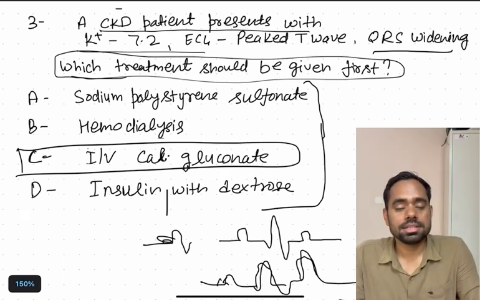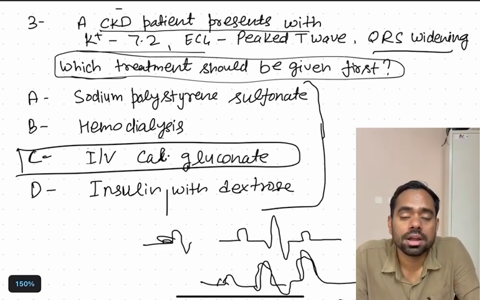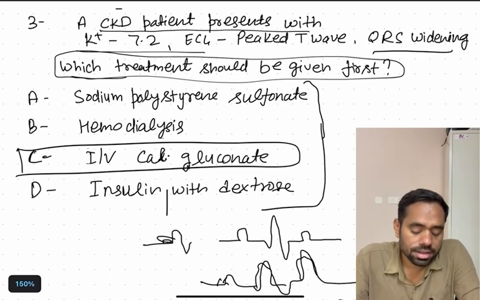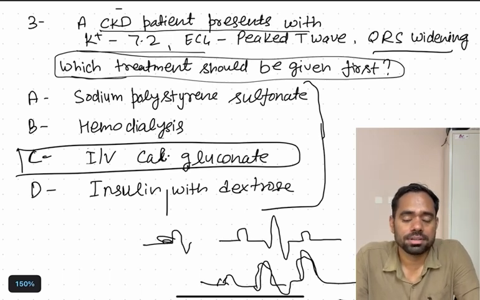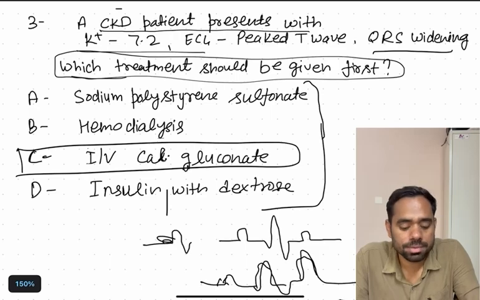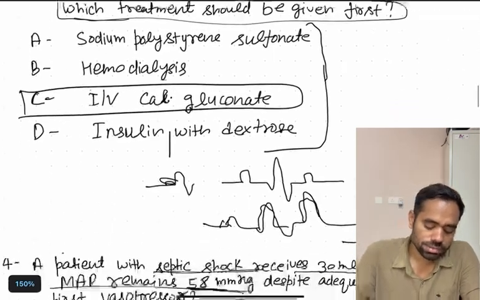And after calcium gluconate you will give insulin and dextrose drip, that is GI drip. In case of refractory hyperkalemia you will do hemodialysis. Okay, so here option C is correct.